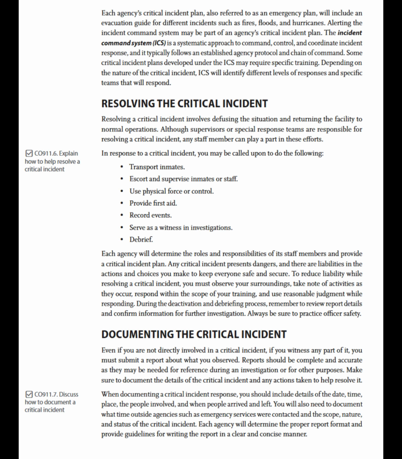When documenting a critical incident response, you should include details of the date, time, place, the people involved, and when people arrived and left. You will also need to document what time outside agencies such as emergency services were contacted and the scope, nature, and status of the critical incident. Each agency will determine the proper report format and provide guidelines for writing the report in a clear and concise manner.